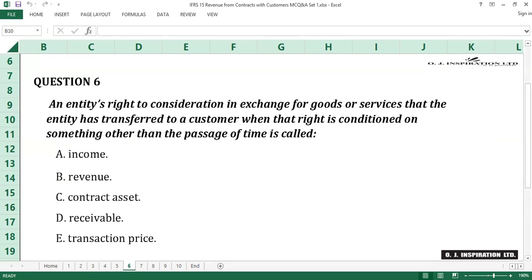Question number 6. An entity's right to consideration in exchange for goods or services that the entity has transferred to a customer when that right is conditioned on something other than the passage of time is called A. Income, B. Revenue, C. Contract asset, D. Receivable, E. Transaction price. Time counts.